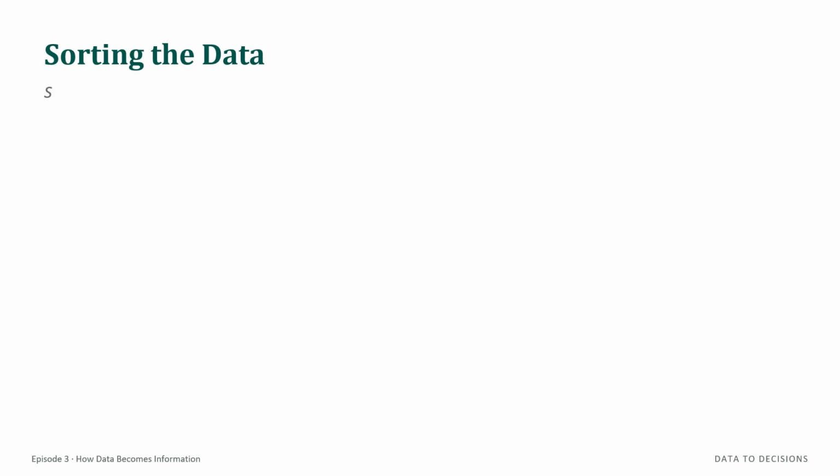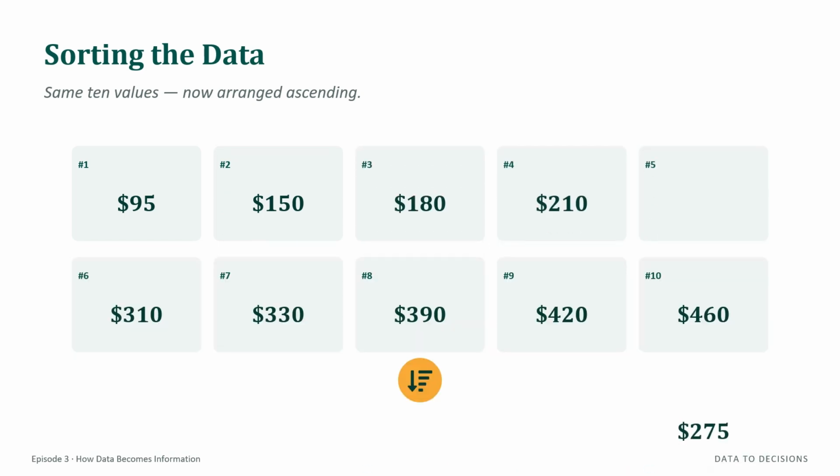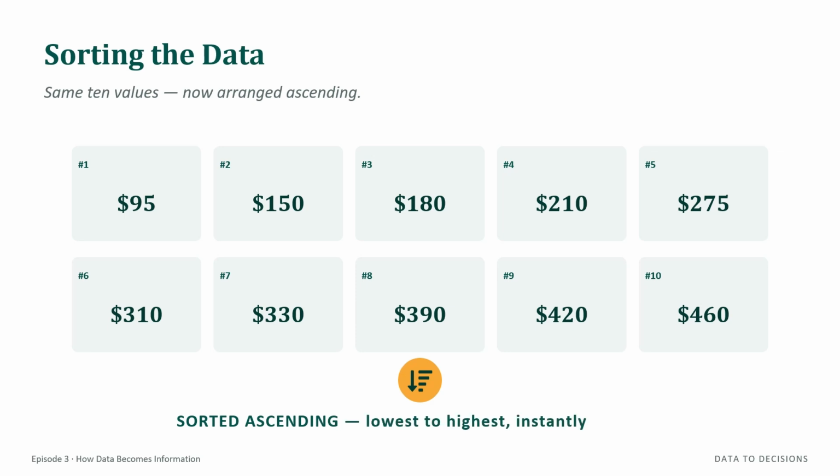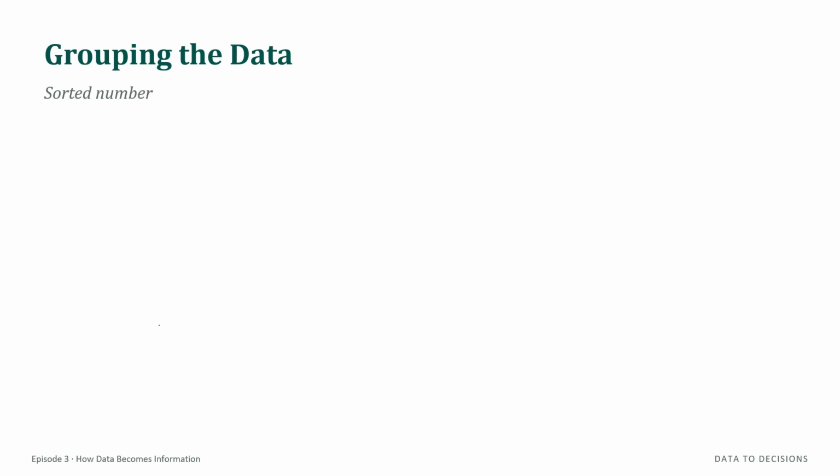Step 1: Sorting. Same 10 values now arranged from lowest to highest: 95, 150, 180, 210, all the way up to 460. Nothing was calculated here. We just put them in order. And already it's easier to read. But Sarah wants to know something more useful. She wants to see how often her business is slow, normal, or busy.